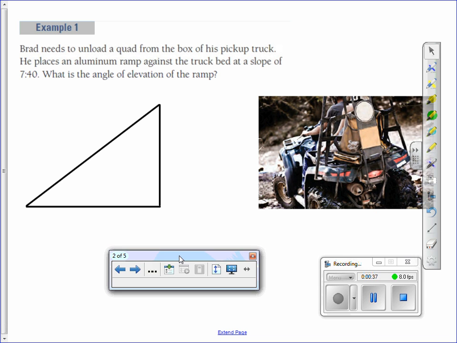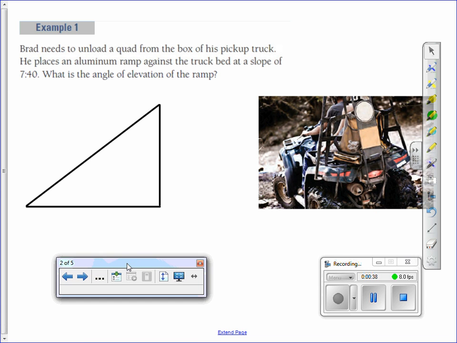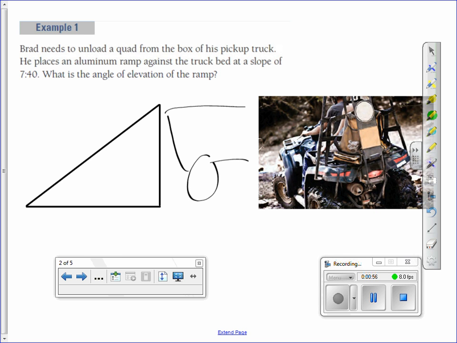And this first one is talking about the angle of elevation. If this person wants to put their quad onto their truck and the ramp is at a slope of 7 to 40, the question is, what is the angle of elevation? So the truck would be here, truck bed, and then the quad's going to go up the ramp. Sorry for my drawing, not very good. But we're looking for the measure of this angle right here.